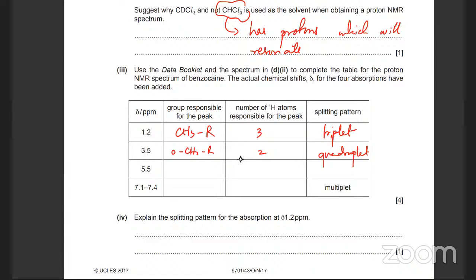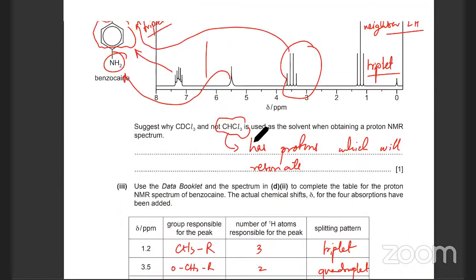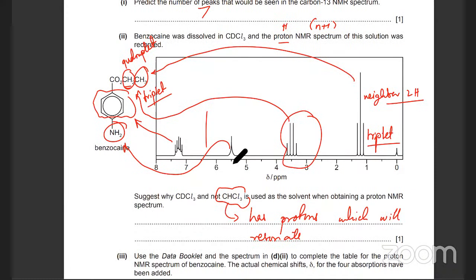And at 5.5, you had a singlet, which belonged to NH2, 2 hydrogens. Remember, NH2 and OH are always going to be singlets because the lone pairs shield them. So there's no mutual interference, which is why the peaks don't split for NH2 as well as OH. Is that clear? Yes, sir.